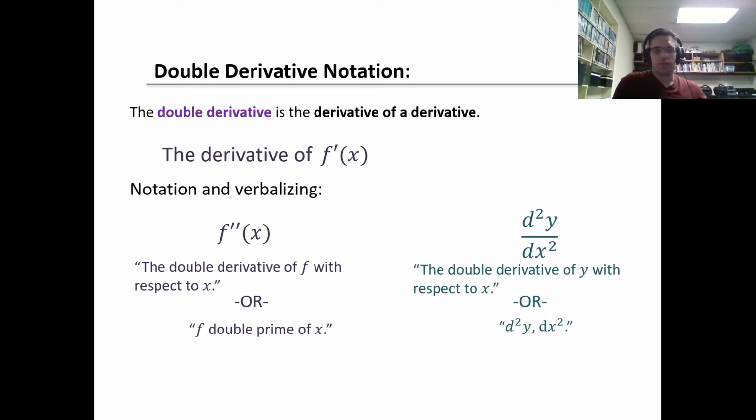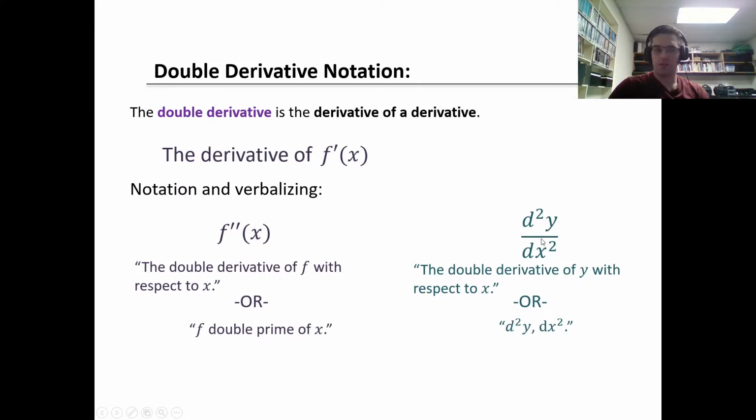So first of all, a double derivative is a derivative of a derivative. So if we say that the derivative of f is f prime of x, the double derivative of f is when we just take the derivative, f prime, and take the derivative of that again. So we can notate this by f double prime of x. So we've got this f and two apostrophes. We can say this is the double derivative of f with respect to x, or we could just say f double prime of x. This is our British notation.